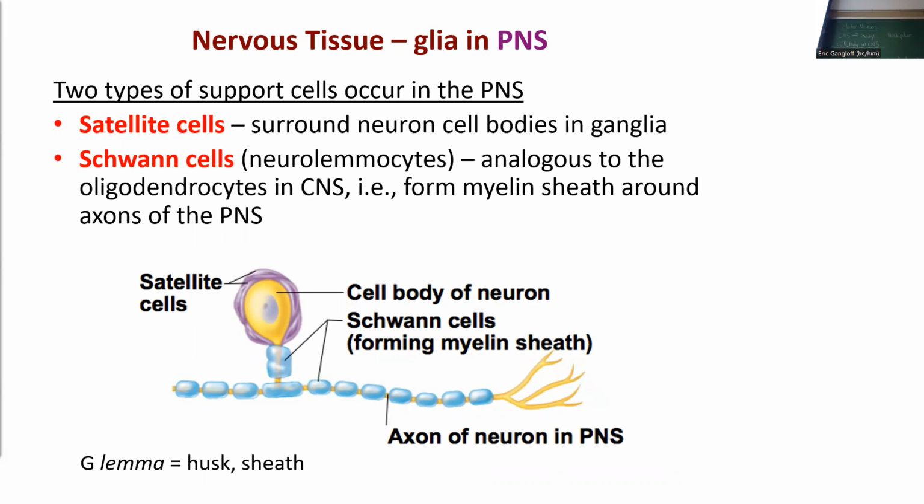And then we have the Schwann cells, which are basically oligodendrocytes, but in the peripheral nervous system. They're also known as neurolemmacytes, and they form this myelin sheath around the axons of the neurons of the peripheral nervous system. So Schwann cells and oligodendrocytes, same thing, different place, basically. There's some other smaller differences, but for our purposes, that's a good way to think of it. They both produce that insulating myelin sheath. So that is the 6 types of support cells that we'll cover.